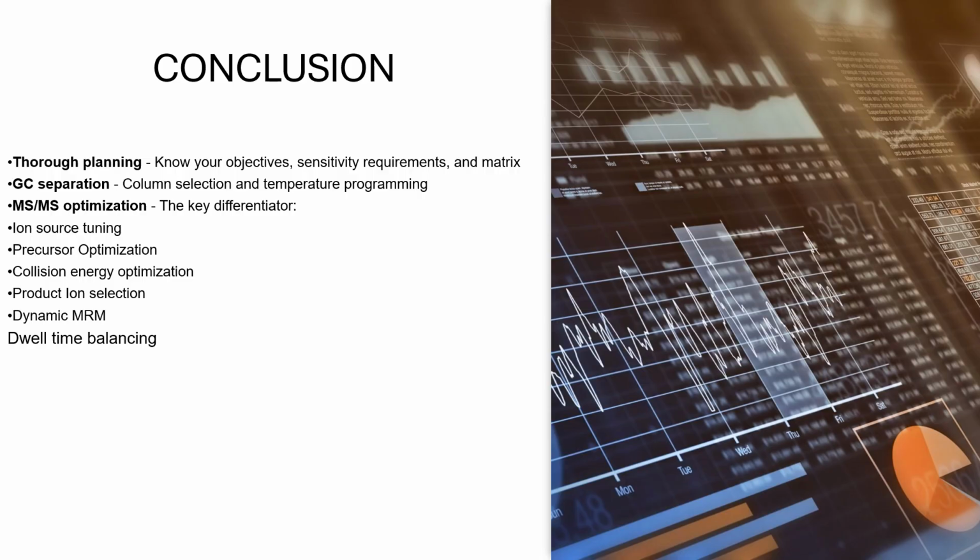Alright, let's recap the essential elements of GCMS method development. First is thorough planning. Know your objective, sensitivity requirement and matrix. Then GC separation, where you're going to select your column and do temperature programming. Last one is your MS optimization, where you're going to tune your analyte, optimize your precursor, then give collision energy to the precursor and select your product ion, then schedule your MRM, and then last one is dwell time balancing.